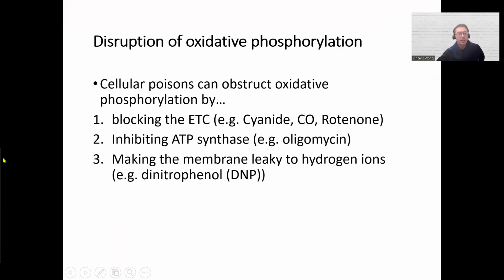All right, so we're going to spend a little bit of time talking about disruption of oxidative phosphorylation. In other words, things that could interfere with ATP production at the ETC. There are a couple of common ways to do this: blocking the ETC with certain kinds of poison, inhibiting the ATPase, and making the membrane leaky.